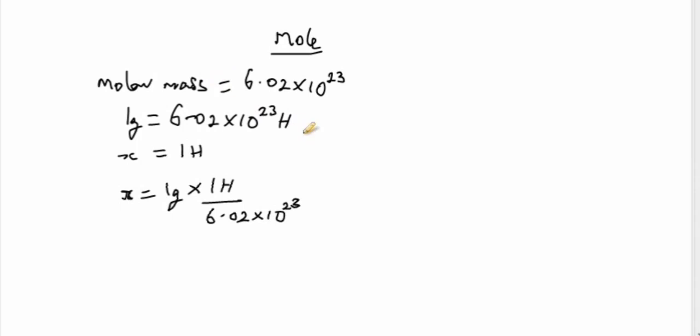Now this should give us a total of approximately 1.66 times 10 raised to the power minus 24 grams. Why? Hydrogen will cancel hydrogen, so we'll be left with grams. So this is our answer.